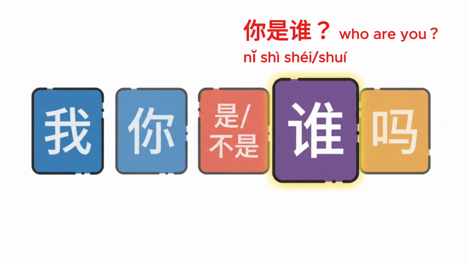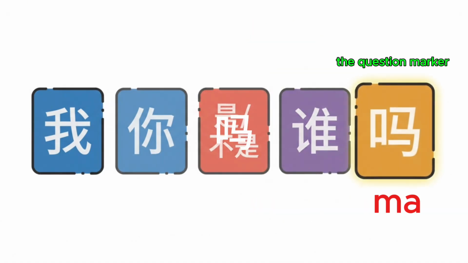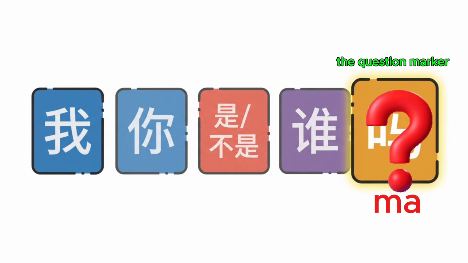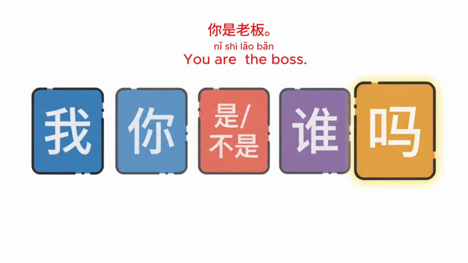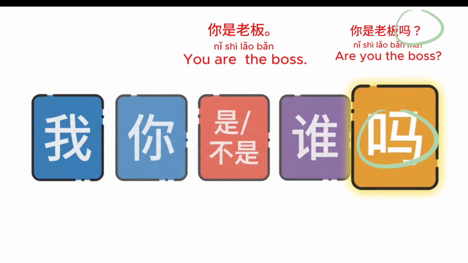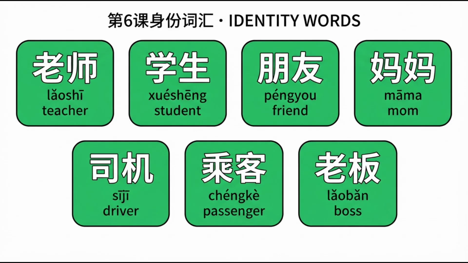你是谁？ 吗, the question marker. Just tack it on to the end of a statement and it turns into a yes or no question. Just one word. That's the whole trick. For example, 你是老板, you are the boss, but when you add ma at the end, it means, are you the boss? 你是老板吗？ All right, you've got the pronouns and the building blocks.